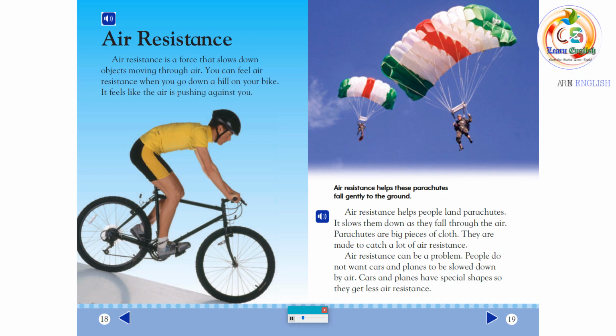Air resistance. Air resistance is a force that slows down objects moving through air. You can feel air resistance when you go down a hill on your bike. It feels like the air is pushing against you.